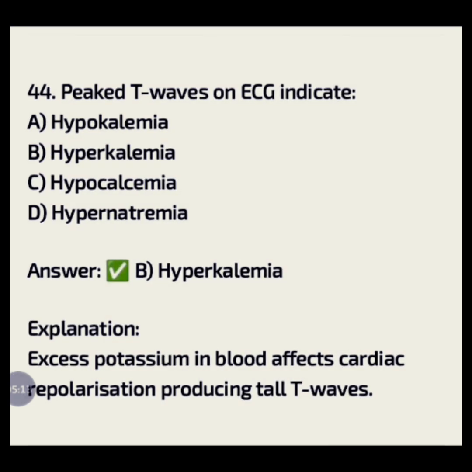Tall T waves on ECG indicate: option A, hypokalemia; option B, hyperkalemia; option C, hypocalcemia; option D, hyponatremia. The correct answer is option B, hyperkalemia. Excess potassium in blood affects cardiac repolarization, producing tall T waves.